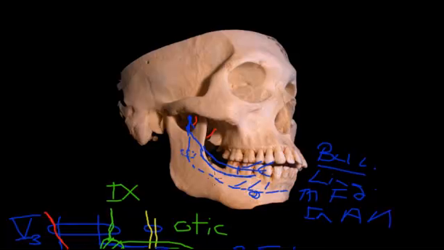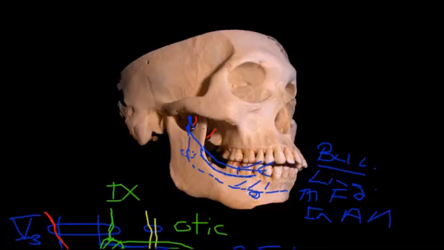Now, in a separate video, I've explained the innervation of the lower teeth and what these branches actually do and how they supply things. So please, for the actual supply of these nerves, have a look at that separate video.